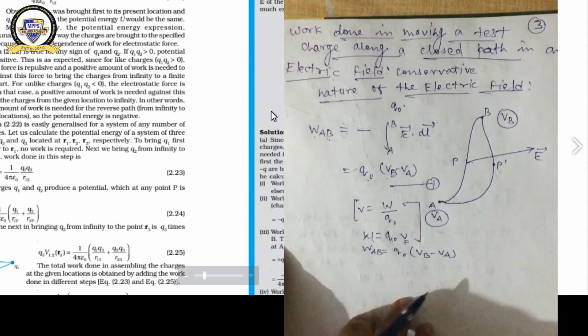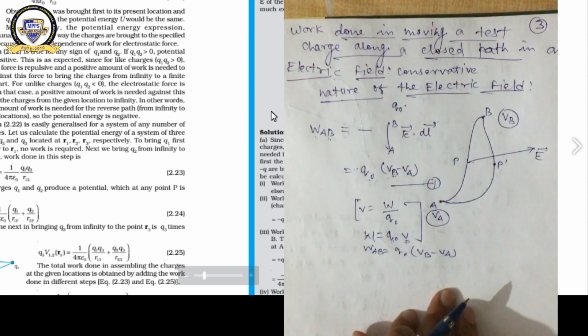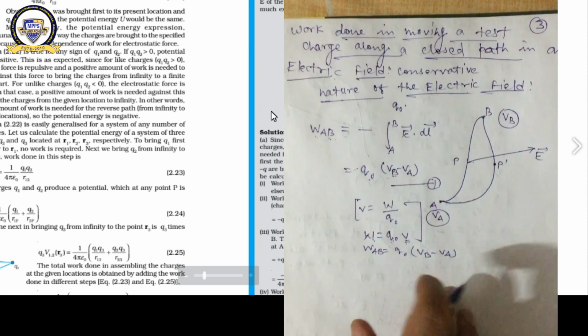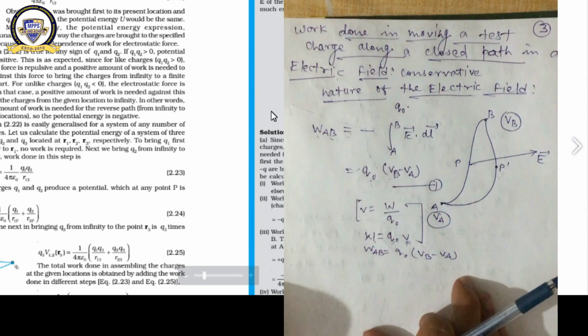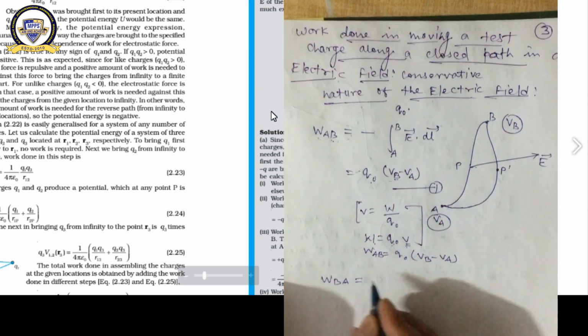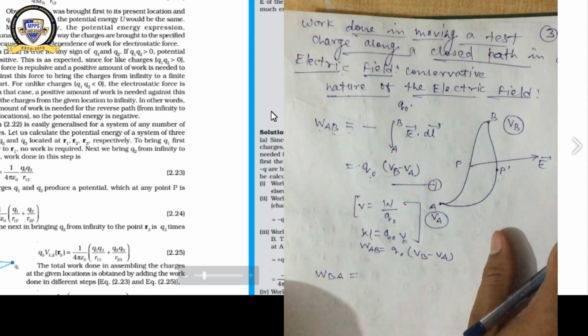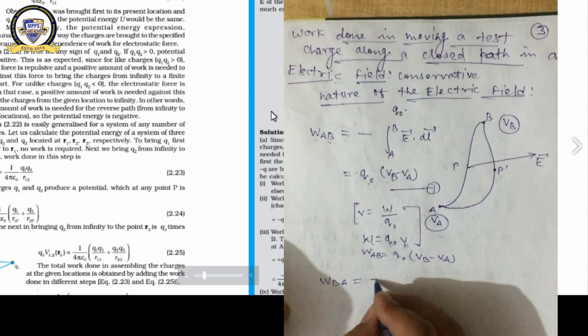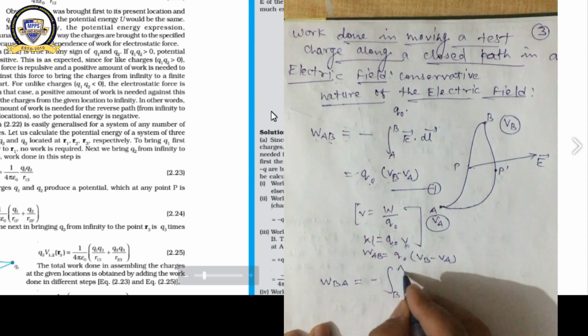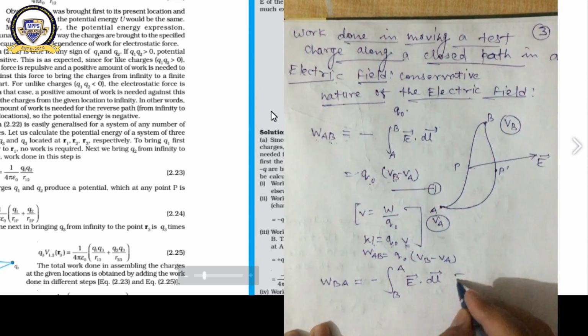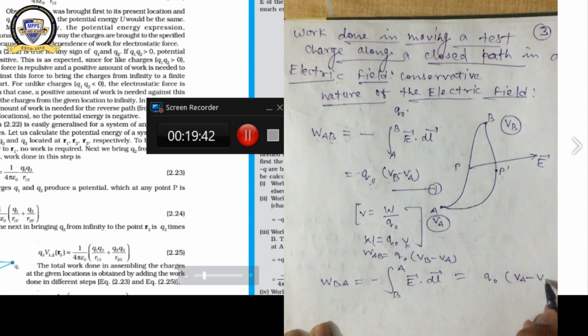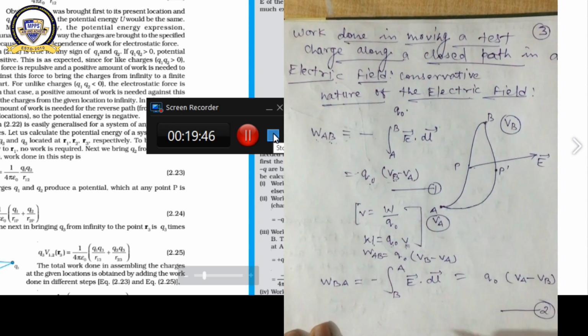Now, we have to calculate the amount of work done in moving a unit charge from B to A along the path BP dash A. So the work done will be WBA, along the path B to A, is equal to minus the integral from B to A of E dot dl, and this can be written as Q naught (VA minus VB). Suppose that is equation number 2.